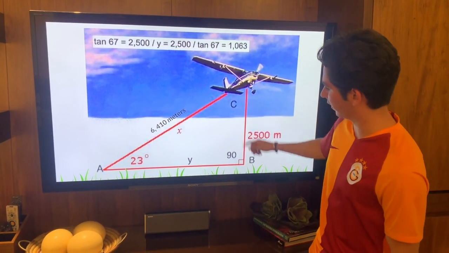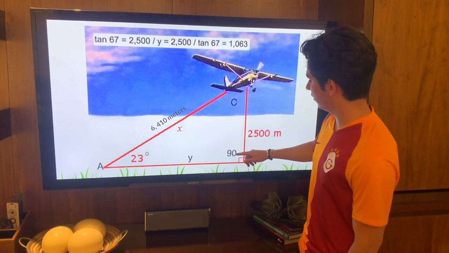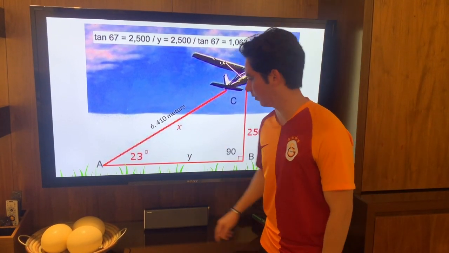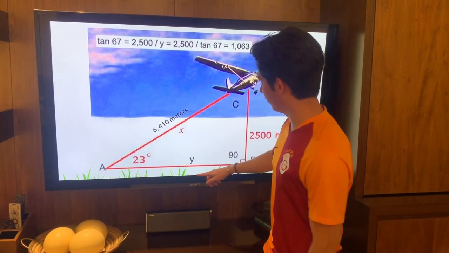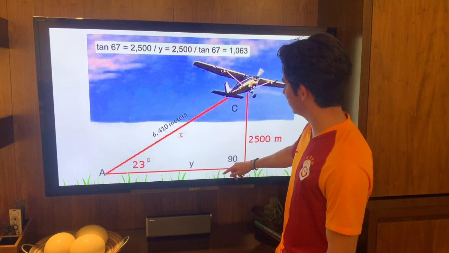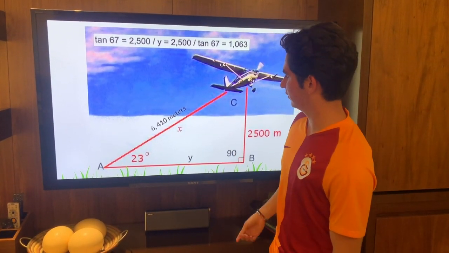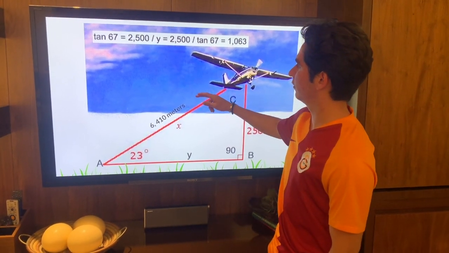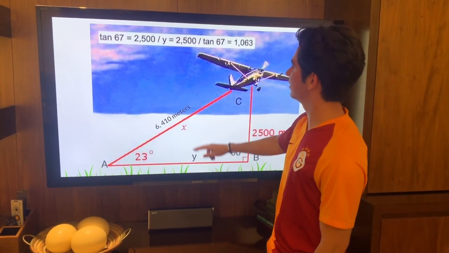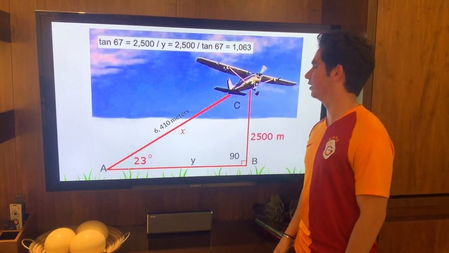But if you want to find the rest of the angles and sides, you would have to subtract 90 and 23 from 180, that would be 67. So if you want to find the adjacent, you would use the tangent of 67, that would be the opposite over the adjacent, that would give you 1,603 meters.